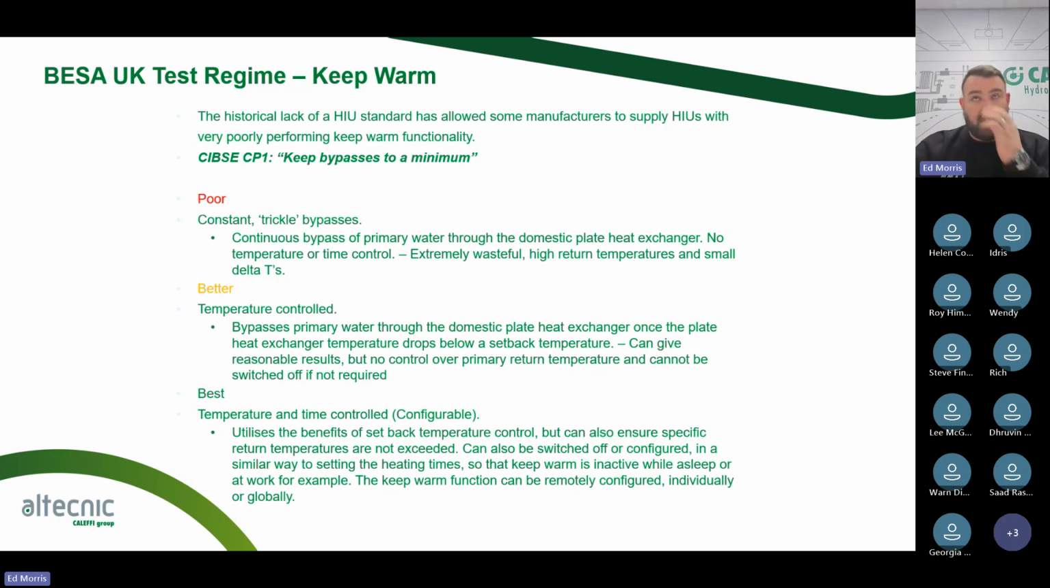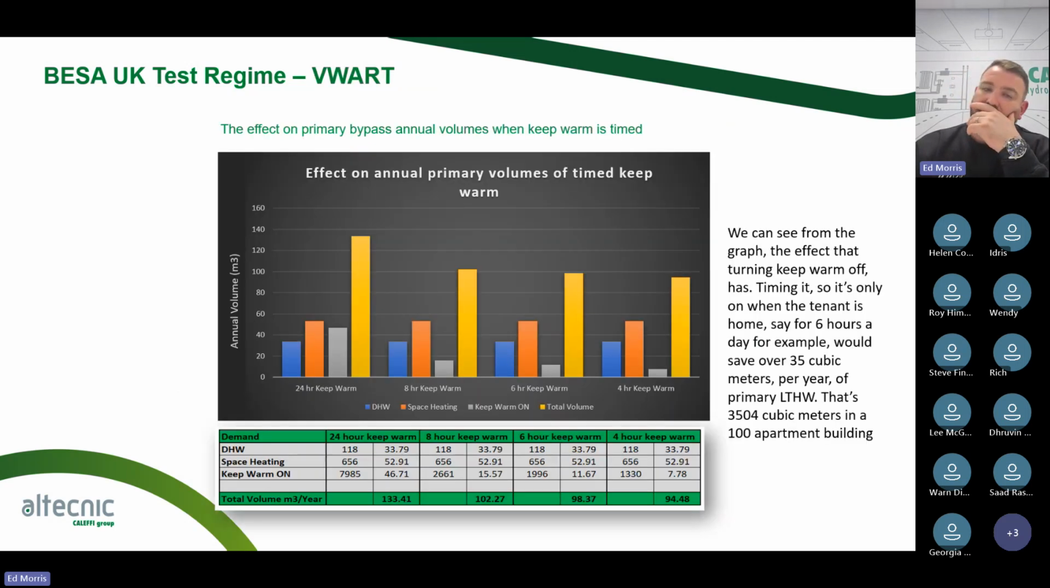If you know you're going to have a shower at 7 o'clock every morning, you set your keep warm to come on at 6 o'clock. Your plate heat exchanger will be nice and hot when you want to have a shower. You then switch it back off at 7:30. You're only using it for that hour and a half, so you're only paying for that. It's not going to be a 24-hour service that you're paying for when you're not necessarily going to be using it. So that's something to consider when you're looking at specifying how to use the keep warm functions.